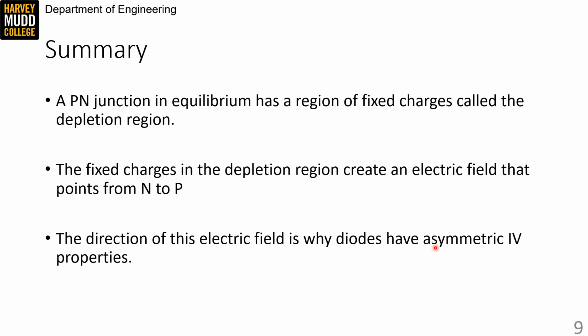So in summary, a PN junction in equilibrium has a region of fixed charges called the depletion region. The fixed charges in the depletion region create an electric field that points from N to P. And the direction of this electric field is why diodes have asymmetric IV properties.